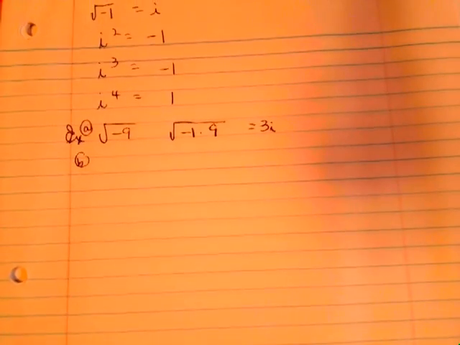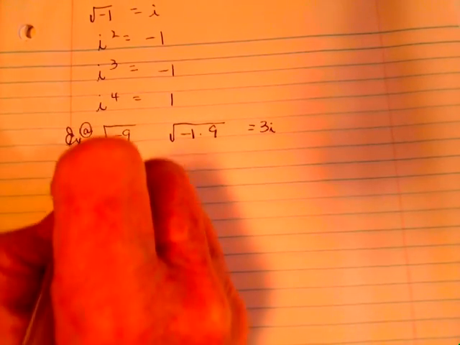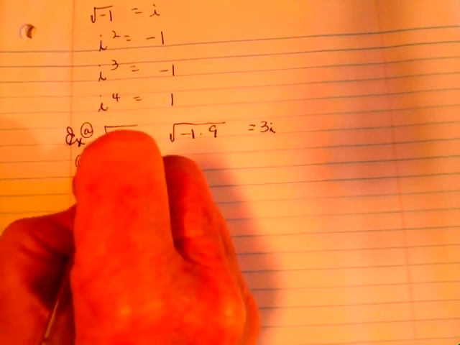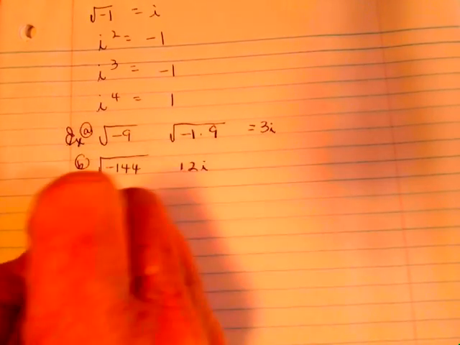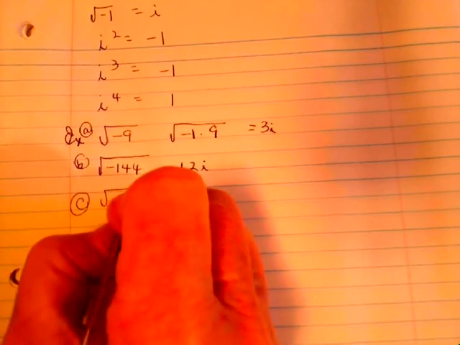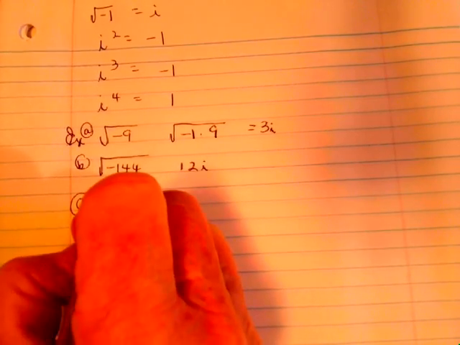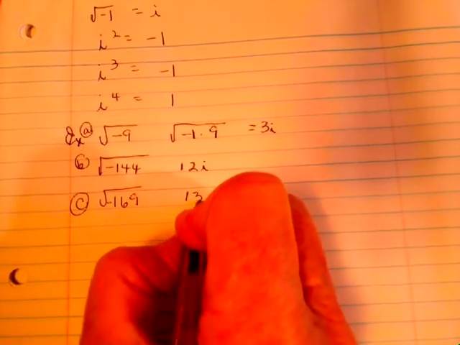Example A, the way that you use this is the square root of -9 can be broken down into -1 times 9, which is 3i. Example B, the square root of -144 is 12i. Square root of -169 would be 13i.